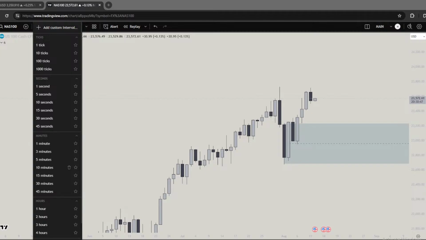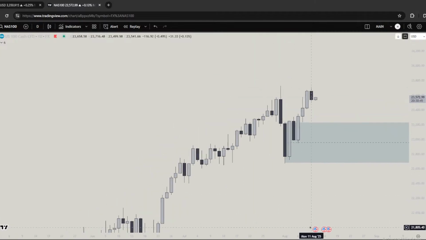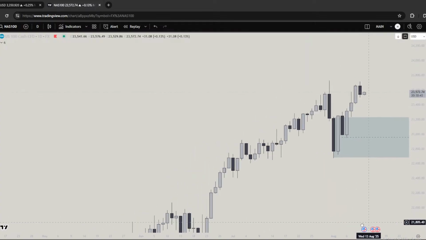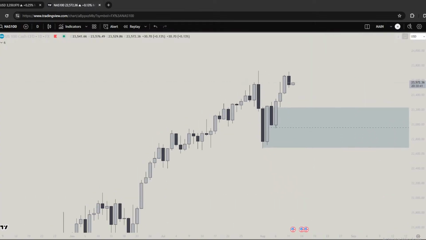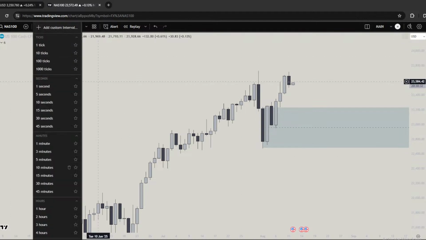What's the word? Juice. Long? No, I'm not long right now, but I could still see Nas expanding up more though. I'm not playing Nas right now. My trade was a Nas short earlier, but I got wiped out of it.